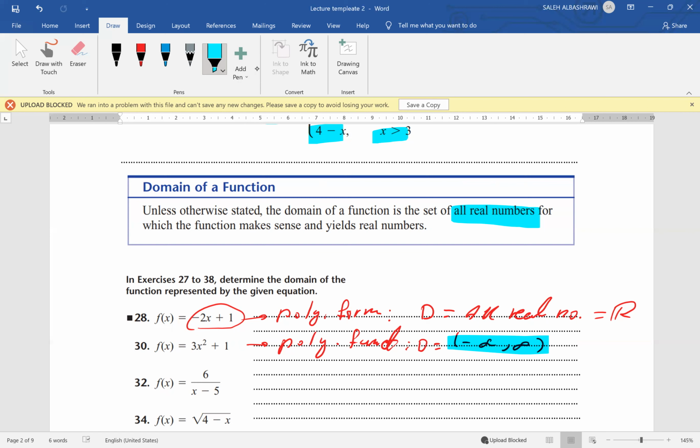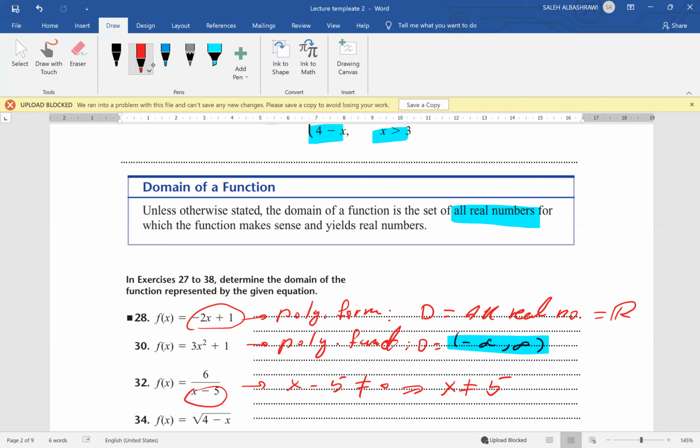For the third one, I have f of x equal to 6 over x minus 5. This is not a polynomial. It is a rational function, or I can say fractional function, 6 divided by x minus 5. For this type of function, all we need is to find the zeros of the denominator. So I have to say for this function that x minus 5 is not equal to 0, which means x is not equal to 5. This is the domain. It is all the real numbers except the number 5.